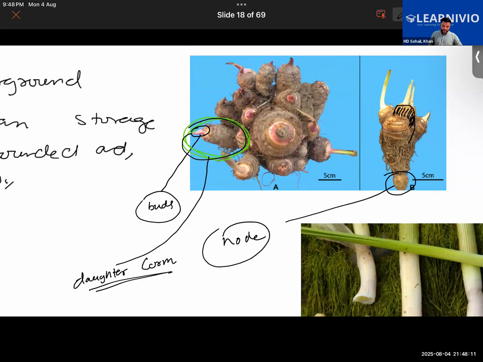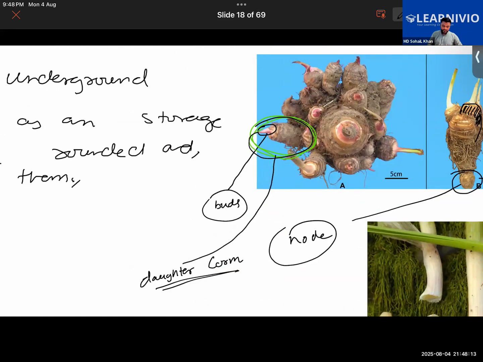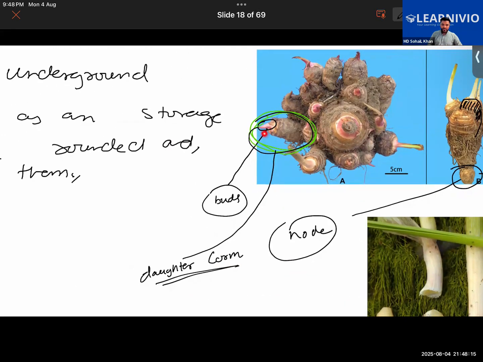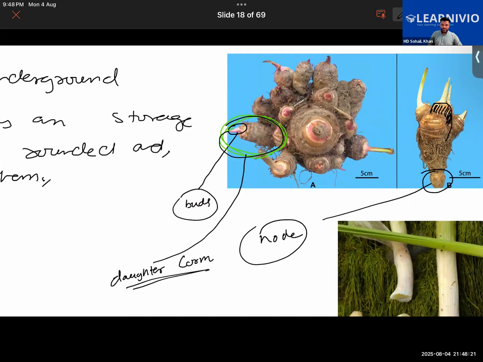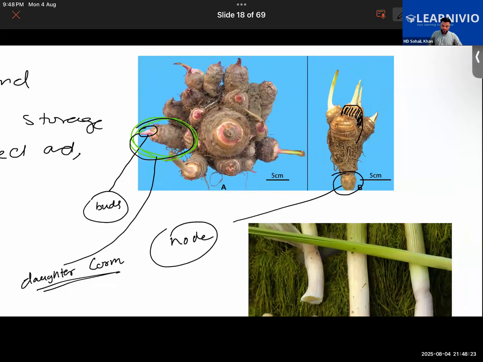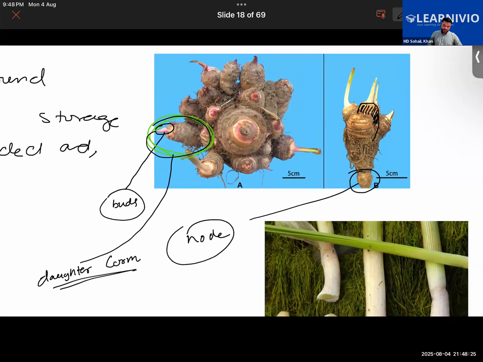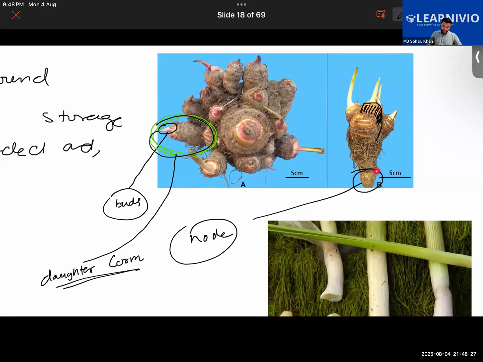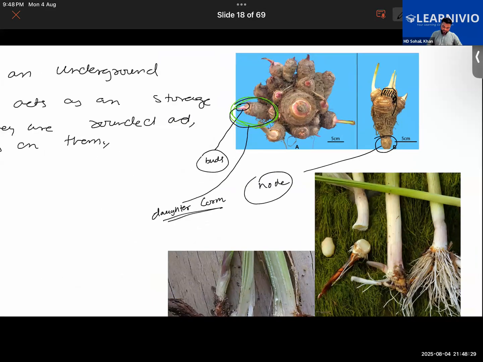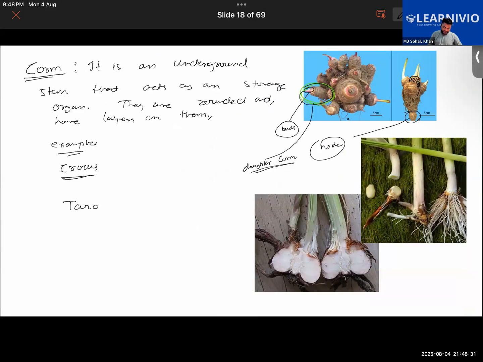It also has a bud in it. You see this pointy structure? That is the bud, and from this bud a new plant will grow further. As you can see here, we have taken a daughter comb, and you can see how it has started to grow. It will grow and leaves will grow out of it like this. Further, it will grow. So we have some examples like crocus and taro as examples of combs.